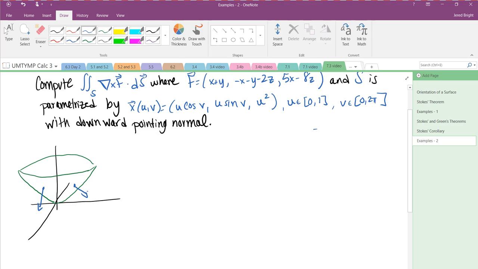So I could compute the boundary of this and do a vector line integral over that. That can be fine. Gets a little messy, let me tell you. So I'm not going to do that. And similarly, if I compute the vector surface integral, that gets to be a little messy as well.